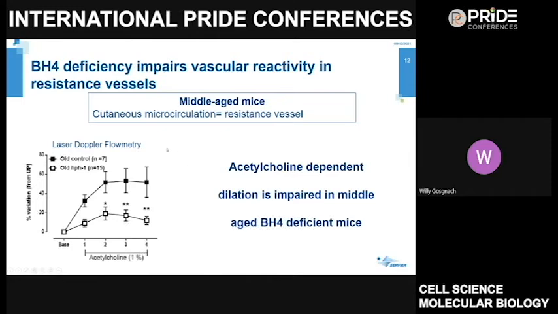And the last type of vessel we studied was the cutaneous microcirculation. In this case, we used laser Doppler flowmetry to measure the flow in response to injection of acetylcholine. You can see the clear vasodilation induced by a repetitive injection of acetylcholine. And in the BH4 deficient animals, we saw that this vasodilation is clearly reduced, up to 70% of reduction. And here again, in the middle-aged animals, the reduction in BH4 level induces a clear vascular dysfunction.